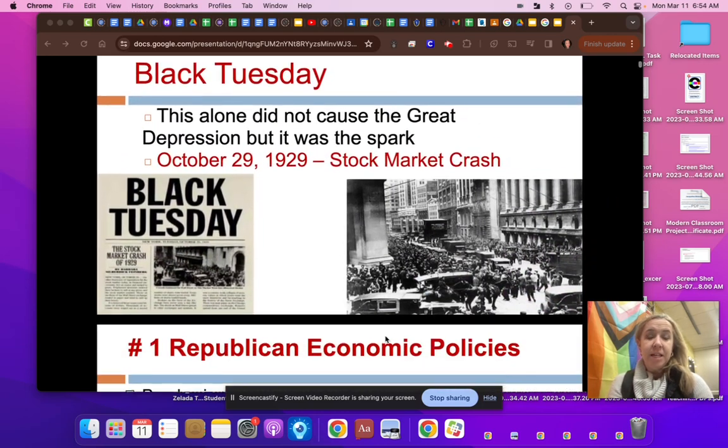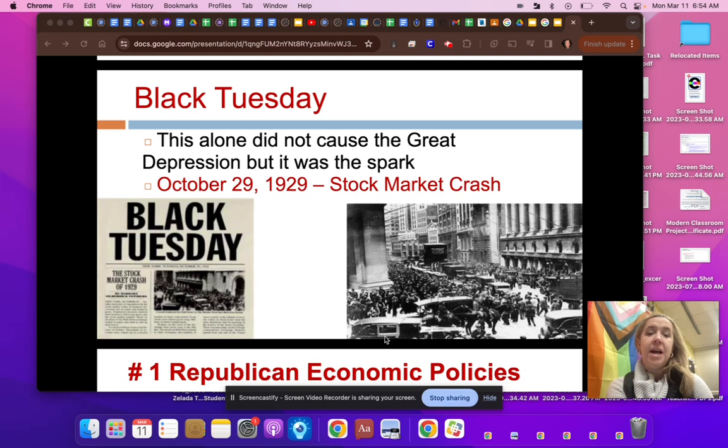So at the end of the 1920s, we have Black Tuesday. This is not the cause of the Great Depression, but it was the huge spark that led into it. On October 29, 1929, which we call Black Tuesday, the stock market drastically crashes. In a minute, just like that, and this will be what your EdPuzzle is on, people will lose their entire life savings. People will jump out of windows because they have lost everything they had.